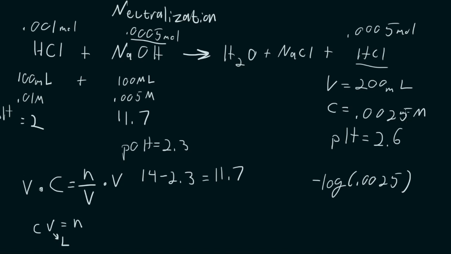And so that's how we're going to do a partial neutralization. We're going to figure out the pH of our starting components, we're going to figure out our number of moles of our starting components, and we're going to figure out what is our leftover chemical. What do we have left over? And then we're going to figure out what's our volume of our final solution, find our concentration of that final solution, and finally the pH of that final solution.